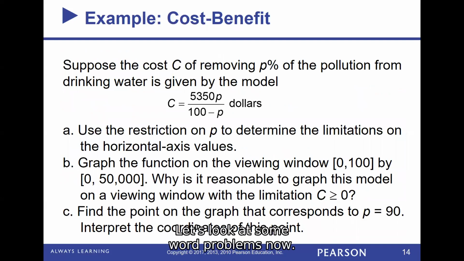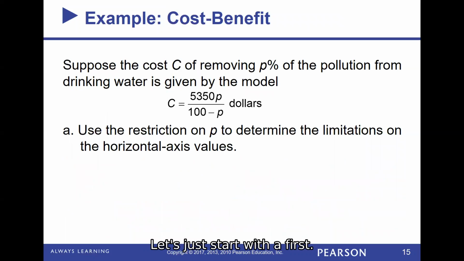Okay, let's look at some word problems now. So let's start with: suppose the cost C of removing P% of pollution from drinking water is given by the following model. C equals 5,350 P all divided by the quantity of 100 minus P. Okay, and our answer is going to come out in dollars there. Now, we're going to answer the following A, B, and C on it. Let's just start with A first.